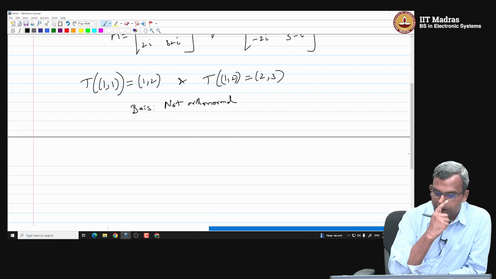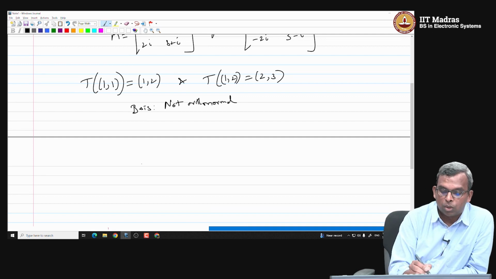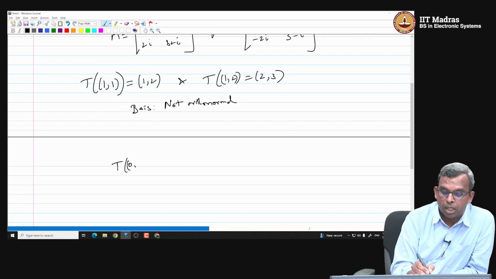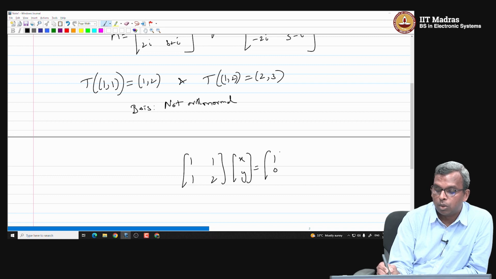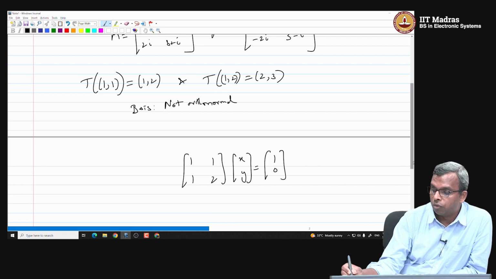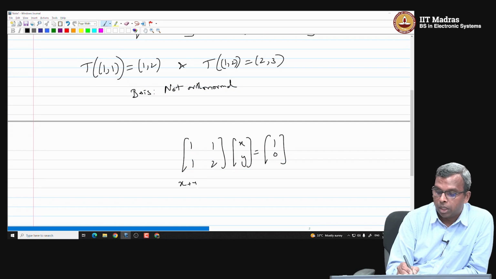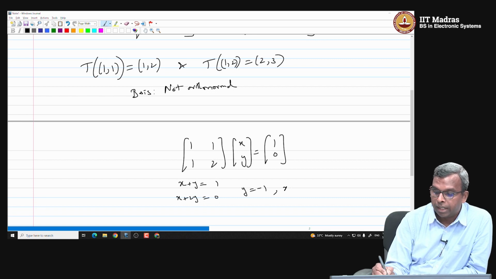It doesn't matter which basis you pick, but it's good to pick the canonical basis. So if you want to find T of 0 1 and 1 0, that would be very good. How do you find T of 1 0? You have to express 1 0 in terms of 1 1 and 1 2. So let's write 1 1, 1 2 times x y is 1 0, and you have to solve for this. This is just x plus y equals 1 and x plus 2y equals 0. You can subtract, you get y equals minus 1, and from there x equals 2.